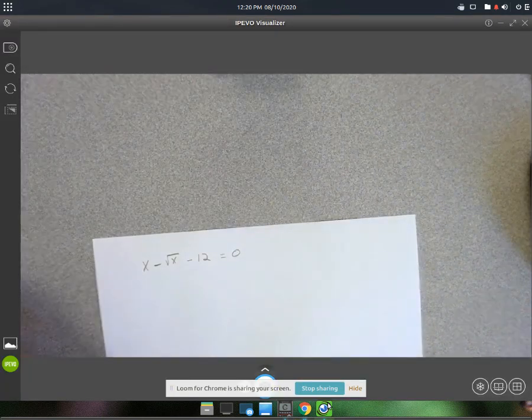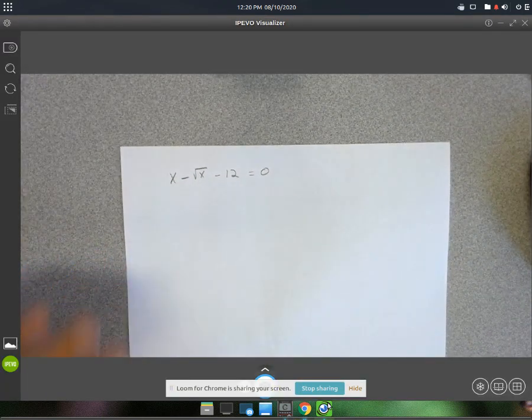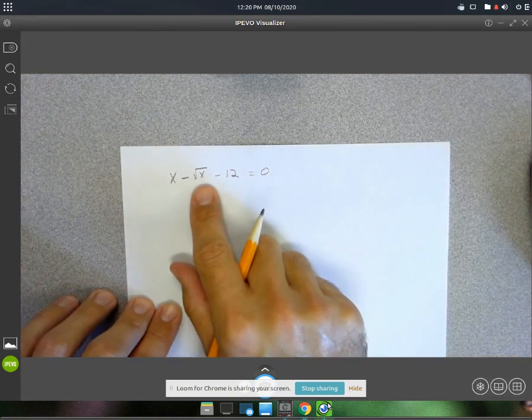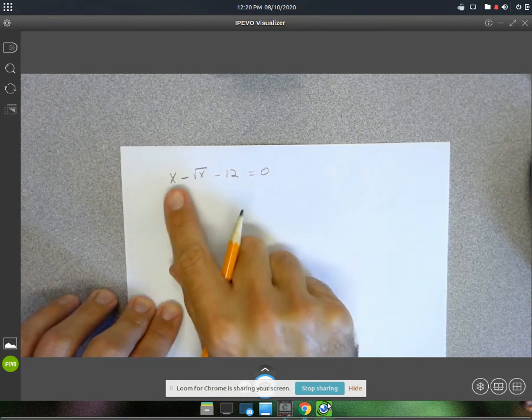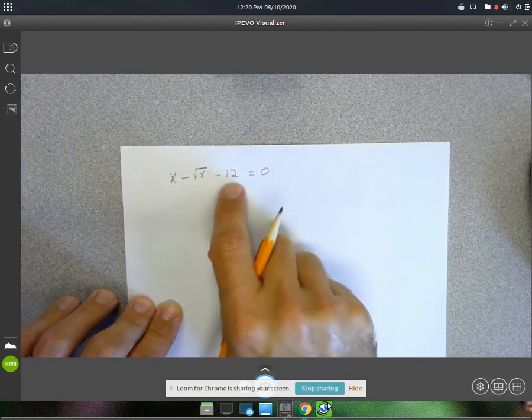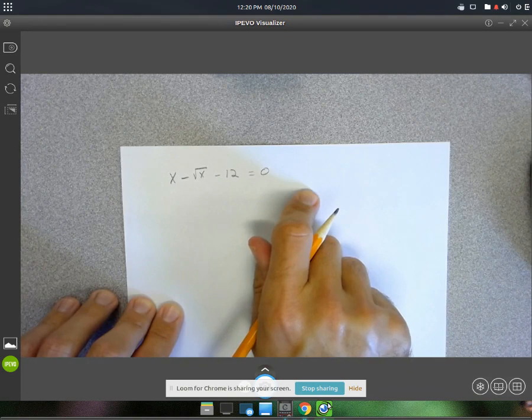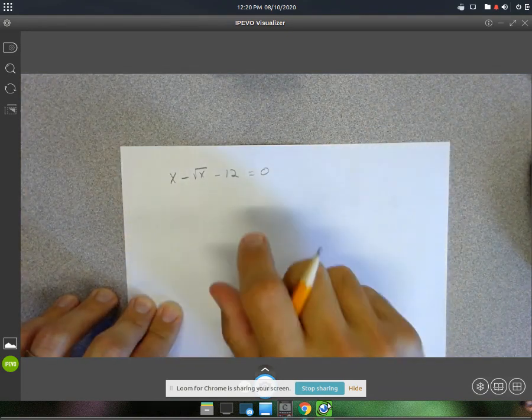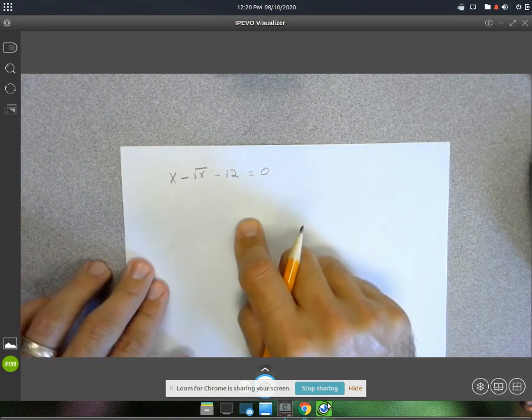All right, so this time we've got an odd-looking equation here. It involves linear and square roots. Now we could move the x and the 12 part over to the right side and then square both sides and treat it like a radical equation from before. But we're going to use a different technique here.